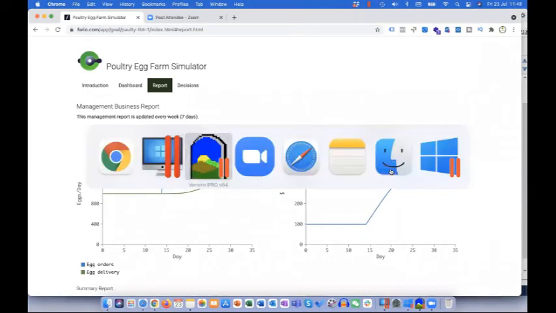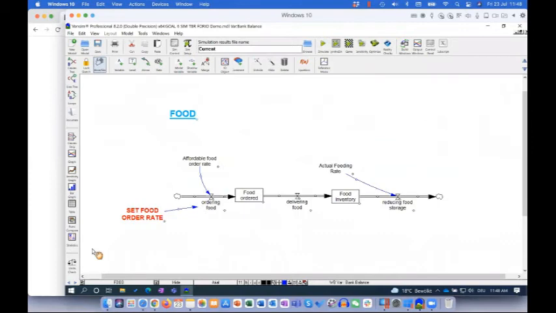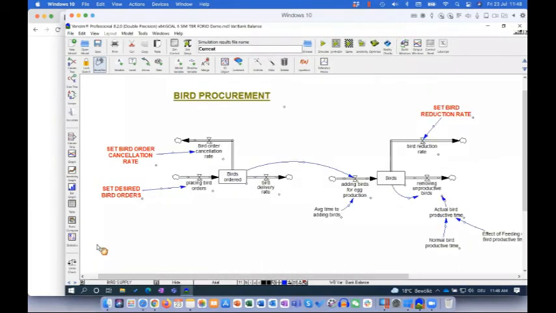And I think what we will do is publish some of these pictures for orientation, so that you know, for example, how the food supply chain works, and how the bird supply chain also works. All right, that's the first version of the simulation that we have in mind.